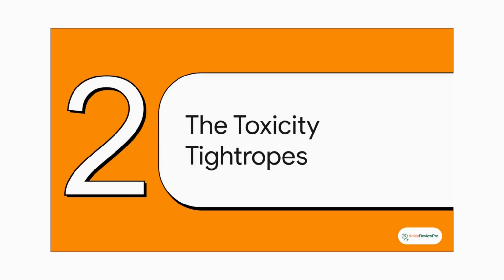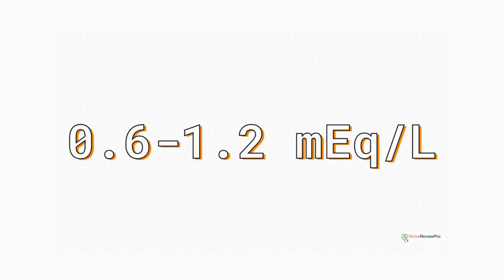Let's talk about medications that I call the toxicity tightropes. We're talking about drugs that have a super narrow therapeutic window, where the line between a helpful dose and a harmful, toxic one is razor thin. This number you see here, 0.6 to 1.2, you need to burn this into your brain. This is the magic number, the safe and effective zone for lithium, which is still the gold standard for treating bipolar disorder. If you see a lab value in this range on your exam, that's a good thing. It means the medication is doing its job.